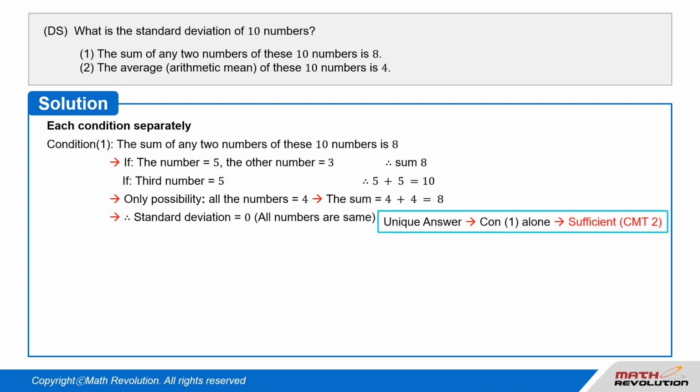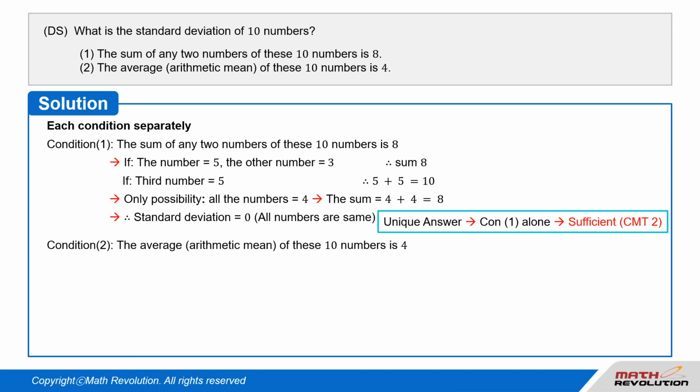The answer is unique, so the condition is sufficient by CMT 2, which means that the number of answers must be 1. You should remember these expressions. The expression of any two numbers often appears in the exam.